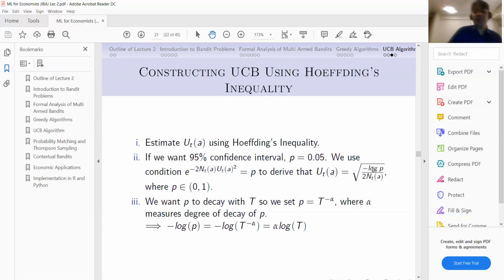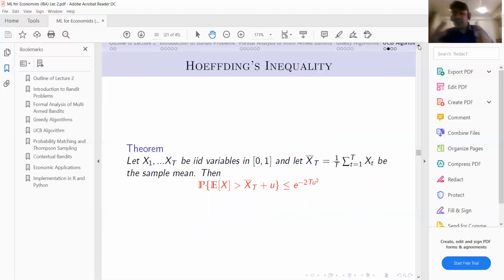So negative of log P is positive. So there's no problem here. Log of P is negative because P is a number between 0 and 1. So we want the probability P to decay with capital T. Remember, capital T is the number of samples you've taken so far. As you keep on interacting with the bandit over time, you want your information to be pretty precise.